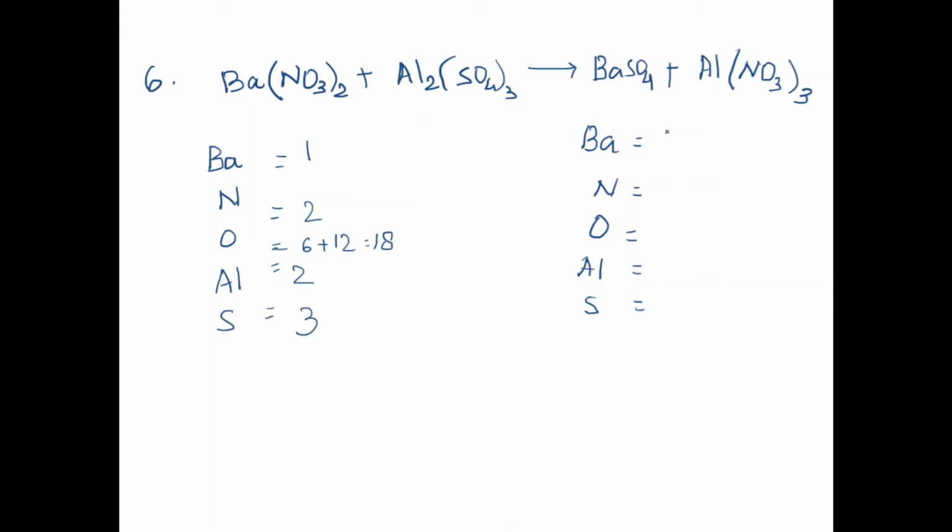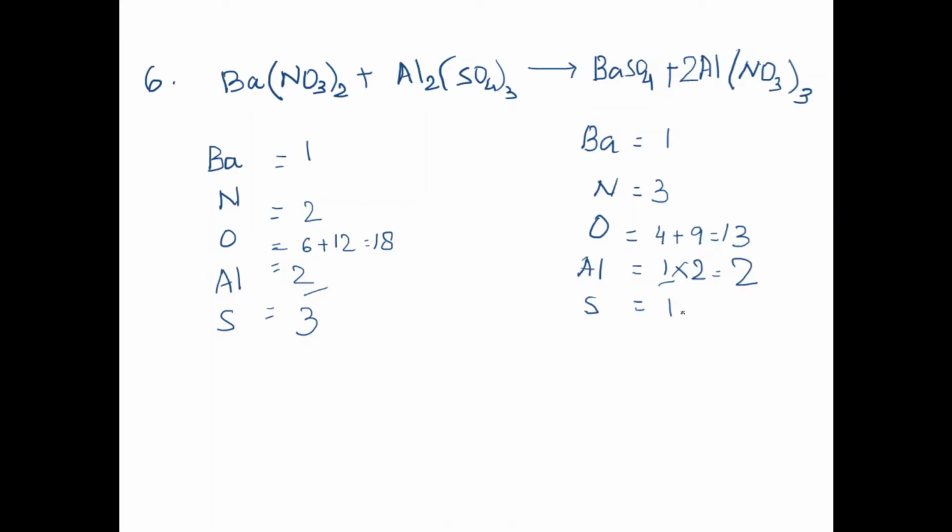Now we move on to the product side. Barium 1, nitrogen 3, oxygen 4 plus 9. It comes out to be how much? 13. Yes. Aluminium 1 and sulfur 1. So now how to proceed? Yes, we can look at the aluminium, 2 here and 1 there. Can I multiply aluminium with 2? So if I multiply the aluminium with 2, I have to write down 2 here.